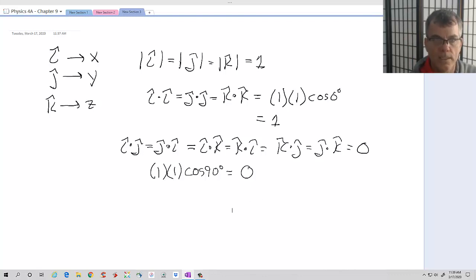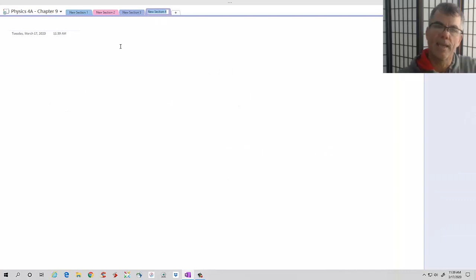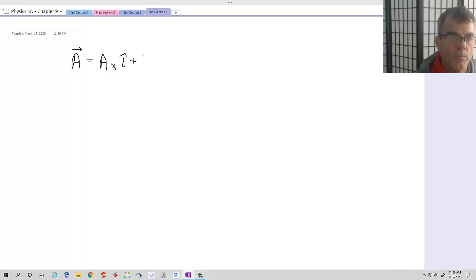So putting that all together, let's look at where this dot product of ax bx plus ay by plus az bz comes from. So this will be the end for dot product. Let's say a equals ax i plus ay j plus az k, and b is bx i plus by j plus bz k.